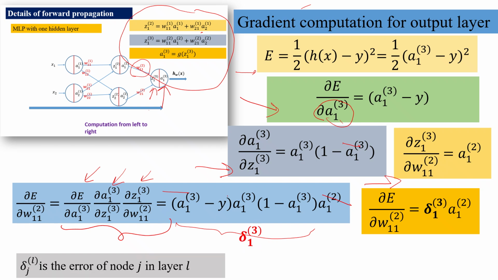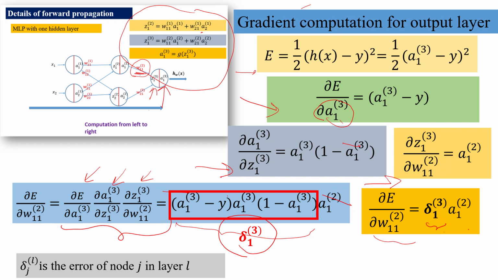And this component we call delta 13 or delta JL, the error of node J in layer L. Now the gradient update for W112 is the error multiplied by the input which is connected to this weight. See here, this is the weight W112 and the input coming to this weight is A12. So the gradient update is related with the error and the input connected to this.